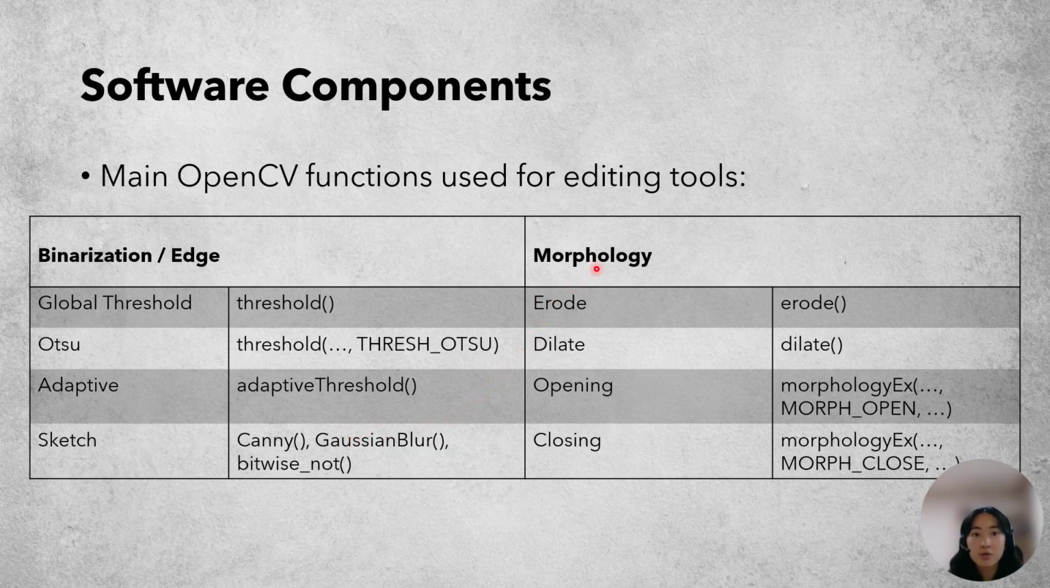edges and inverts the result to create more of a sketch-like effect. And then for morphology, we're going to use the erode function for erode, the dilate function for dilate, and opening, which uses morphology X, and you're going to have to set the morph open to use it. And then closing is similar, where you use morphology X, but you want to set the morph close.